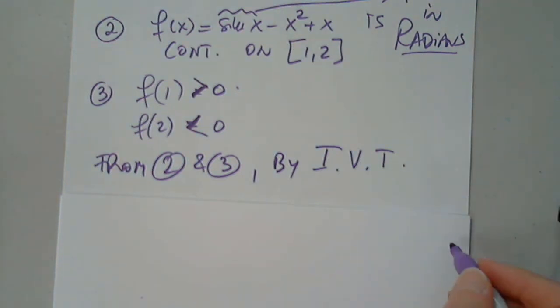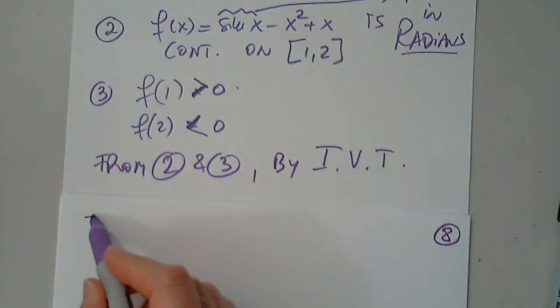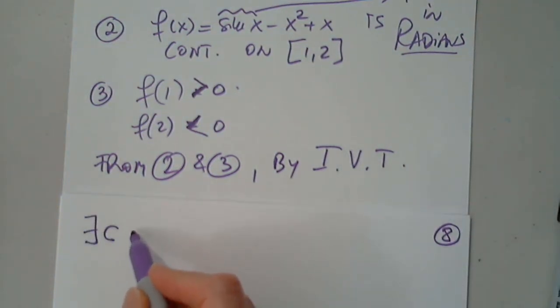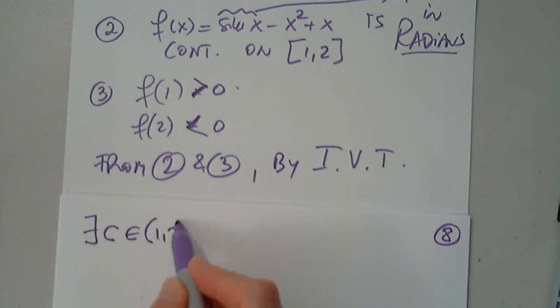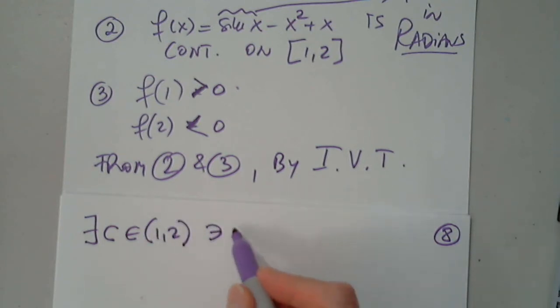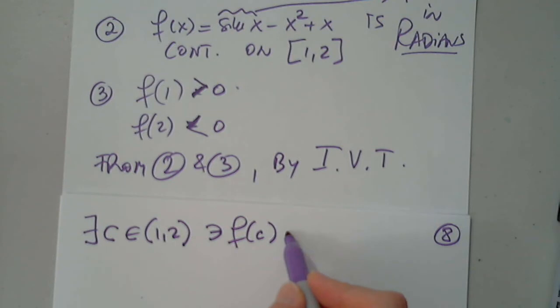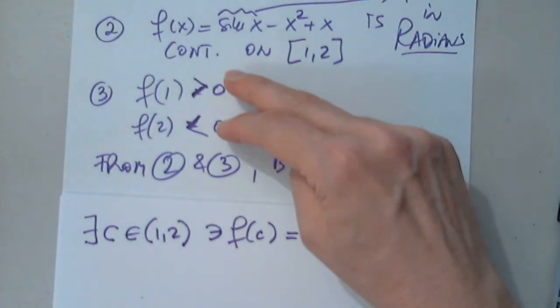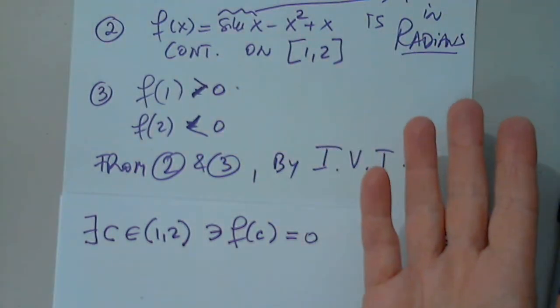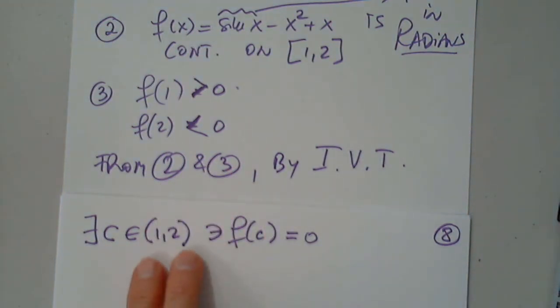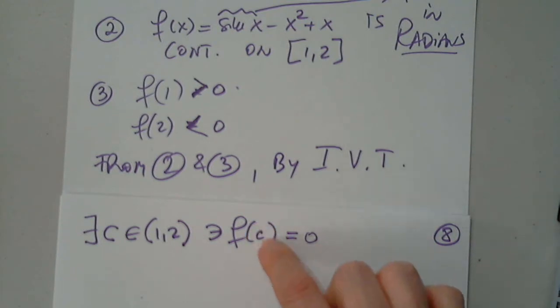What do I write? There exists a C in the open interval 1, 2, such that f of C is 0. That's it, because the function is continuous and it changes sign. If it's continuous and it changes sign on the interval 1, 2, it has to go through 0. There must be a C somewhere where f of C is 0.